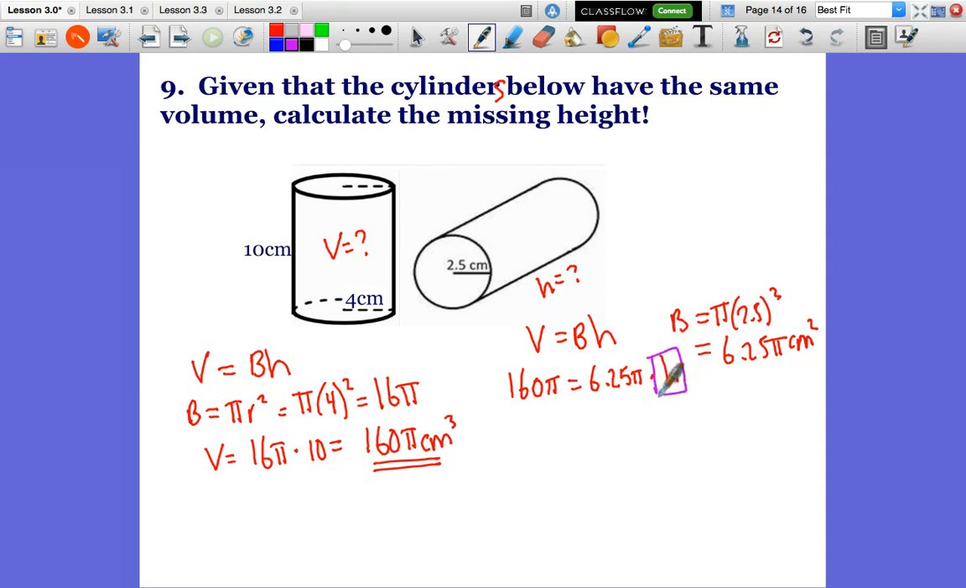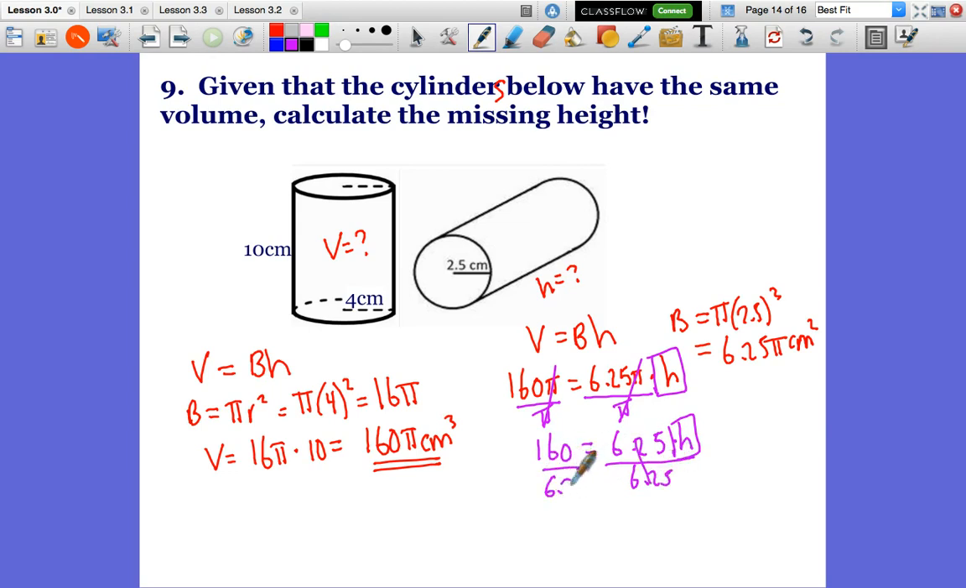So maybe we recognize why I left the pi. Well, if you divide both sides by pi right now, it's going to cancel. And then you're not dealing with an irrational number or something you rounded that's causing error. And then to find height, it's just divide by 6.25.